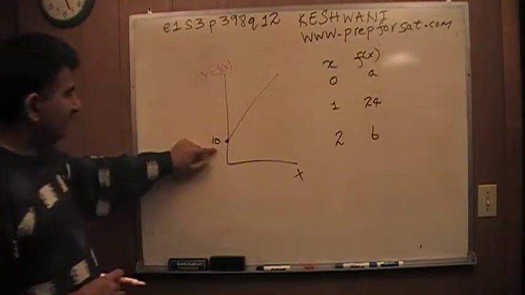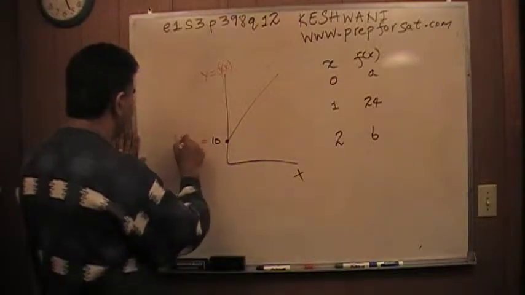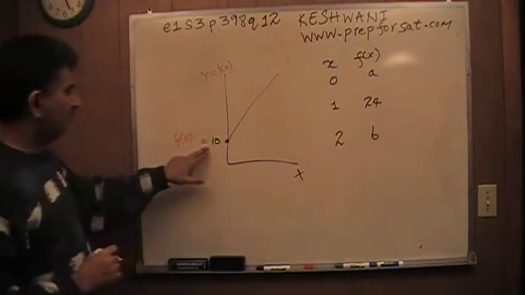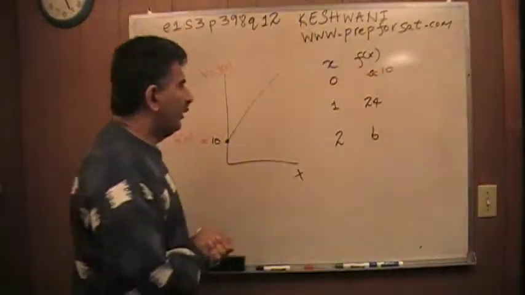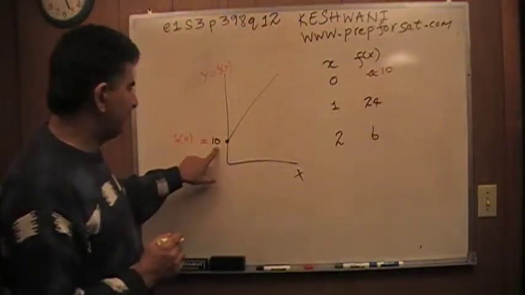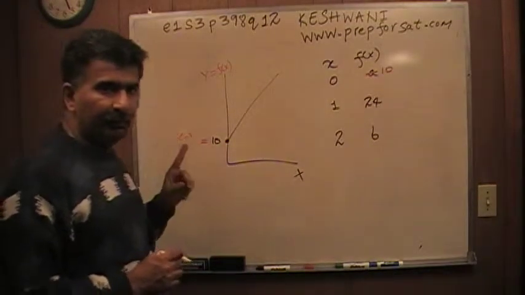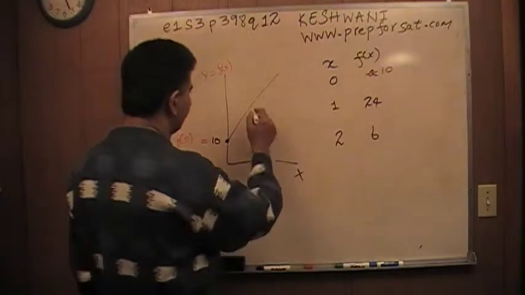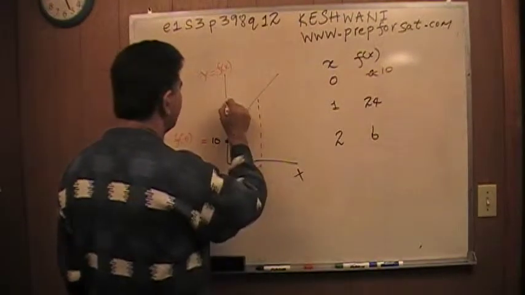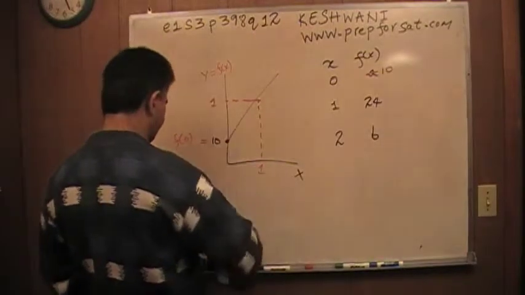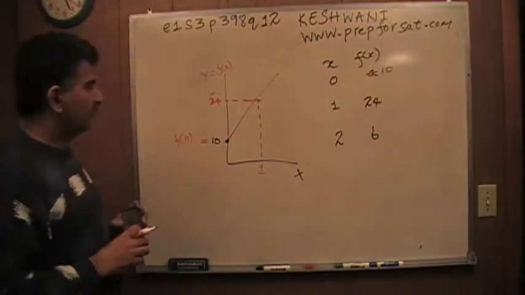So here, for example, f of 0 is 10. This is your f of 0. When x equals 0, y equals 10. So let's put it here. But my point is, it doesn't matter what it is, whether it starts at 10 or whether it starts with 0, whether it starts at 15 or 20 or a negative number. The point is, when I go up 1, it goes up to 24. When x equals 1, it goes up to 24.